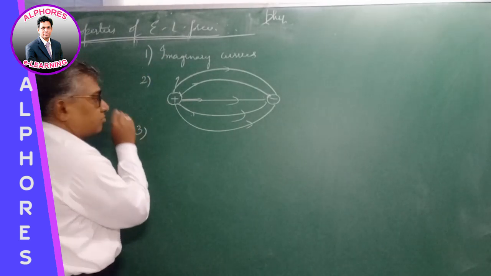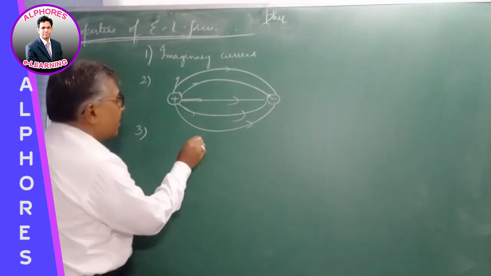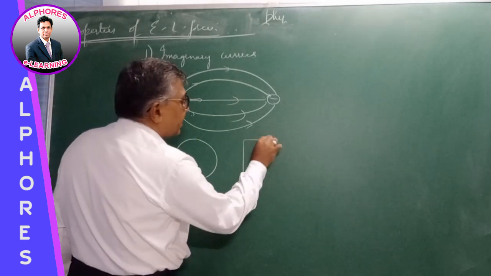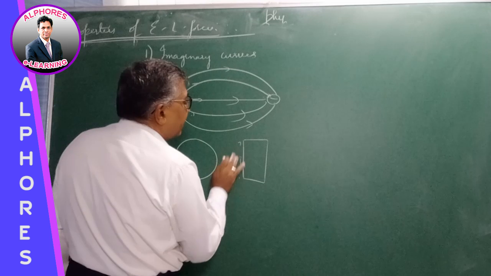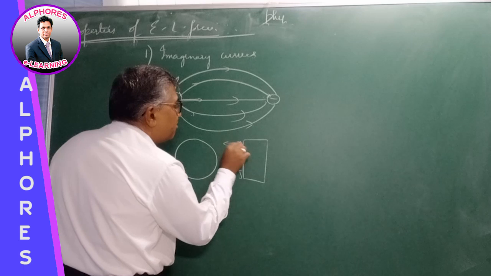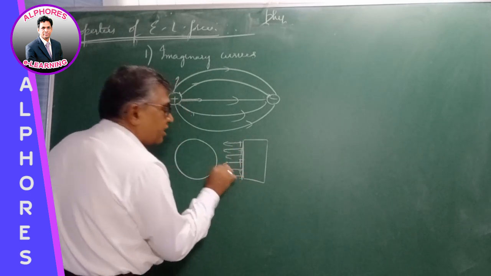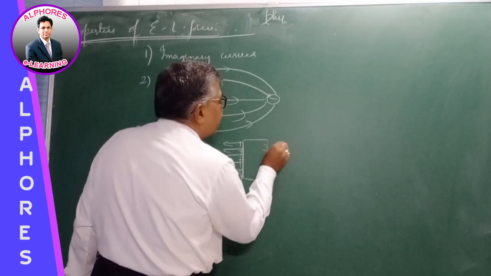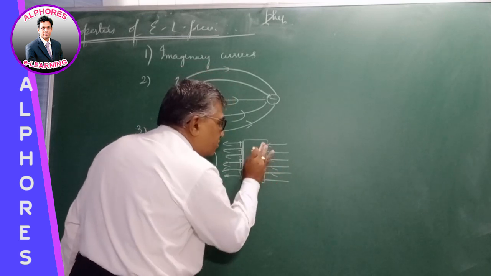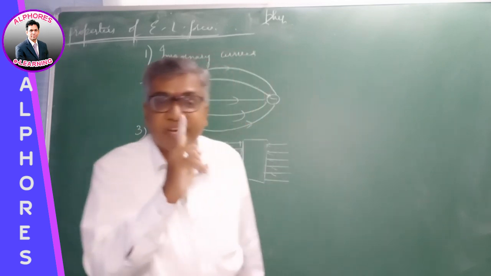Third point, electric lines of force do not pass through a conductor. If I consider a conductor, positive, negative, then if it is positive, lines of force emerge from the surface of the positive charge. If it is negative, they end up at the negative charge like this. But they do not pass through the conductor. Electric lines of force do not pass through a conductor.